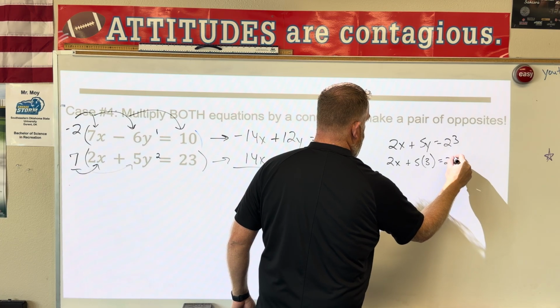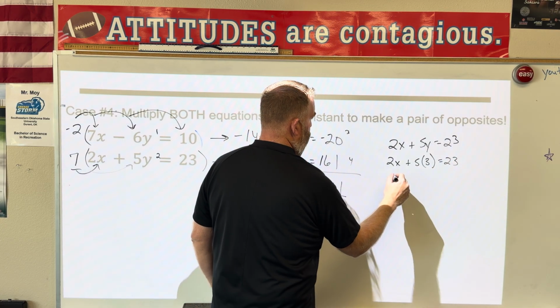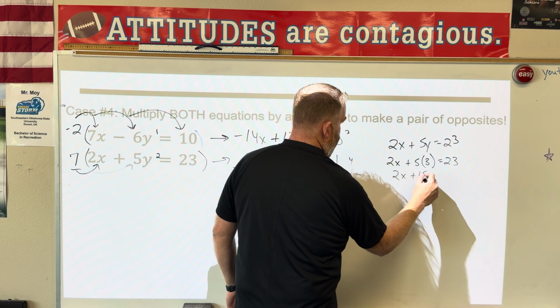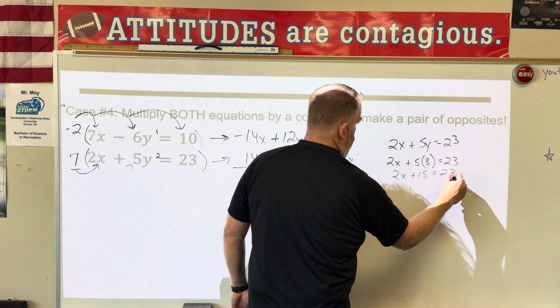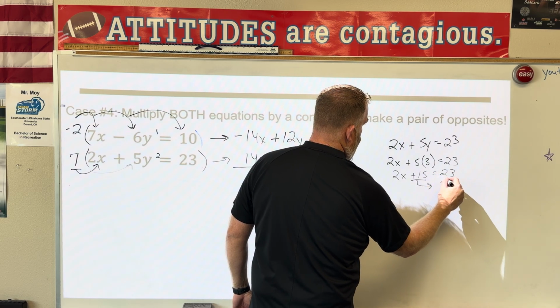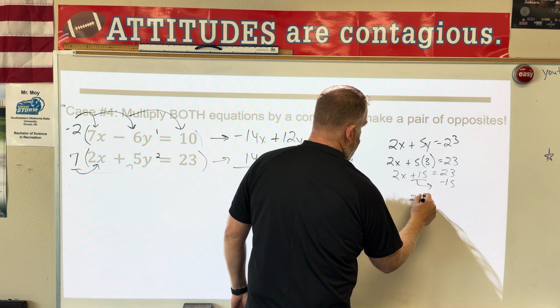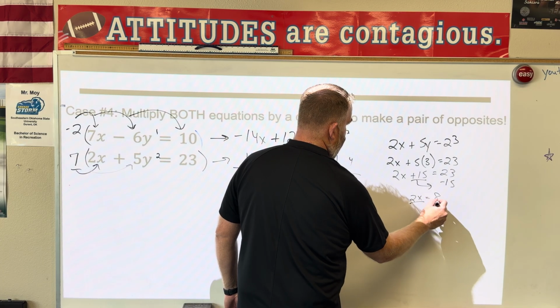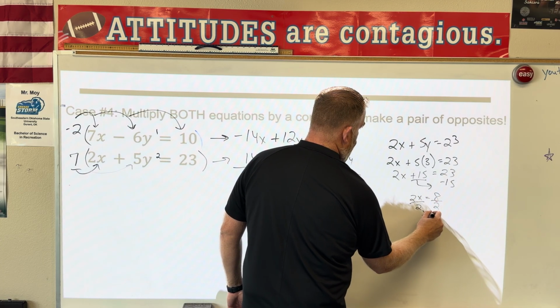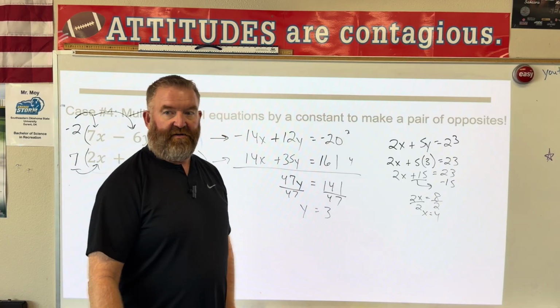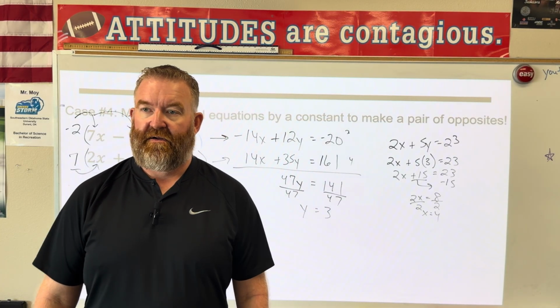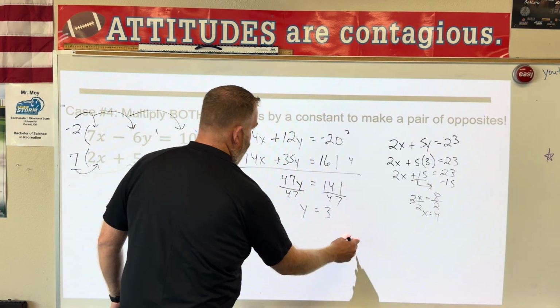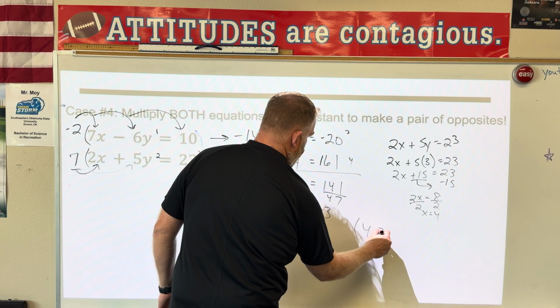And now we just solve it. What's 5 times 3? Positive 15. Move the 15, it becomes a what? Negative. 2x equals 8. Divide by 2. I go through that part kind of quick because that's just solving equations, and we've done that I don't know how many times. So what is x? 4. There's my answer. 4, 3.